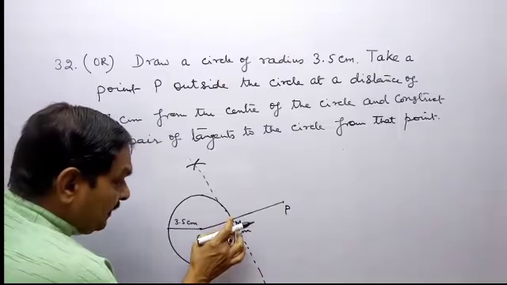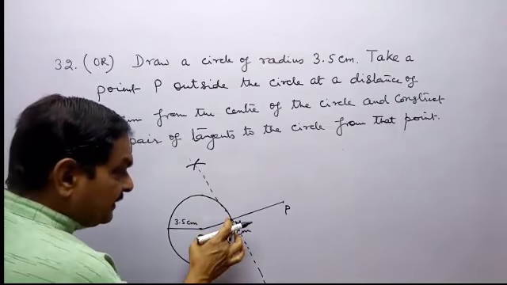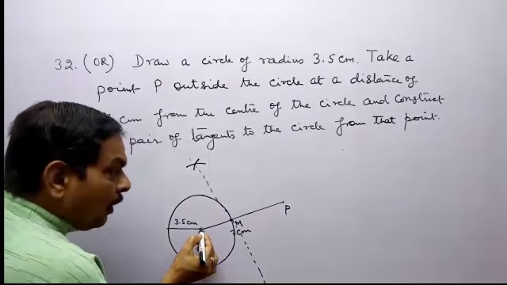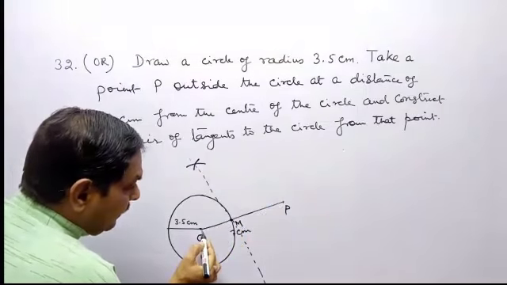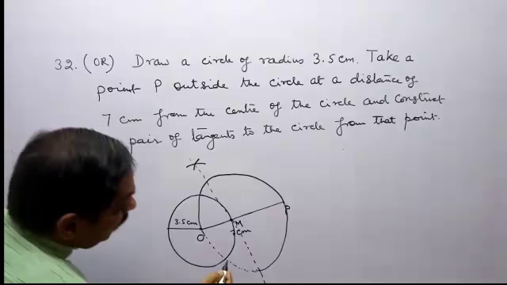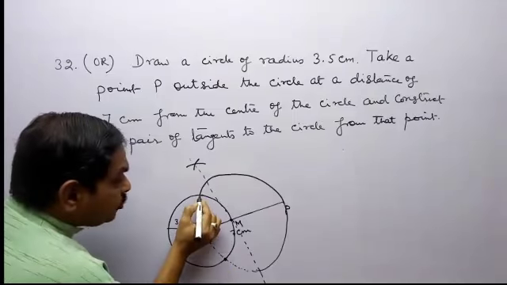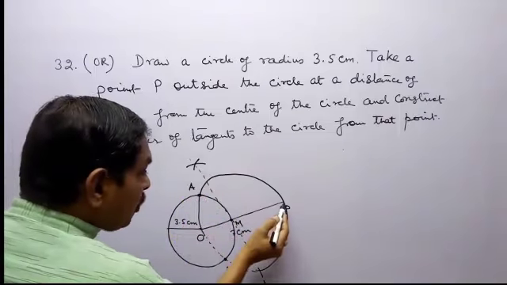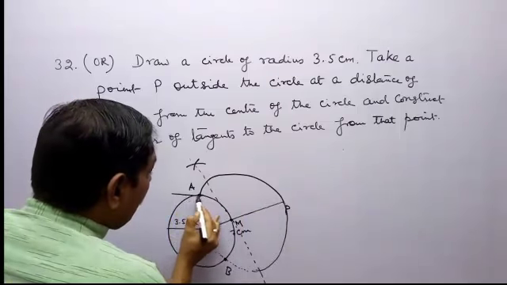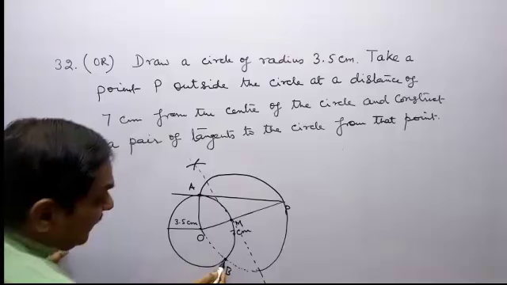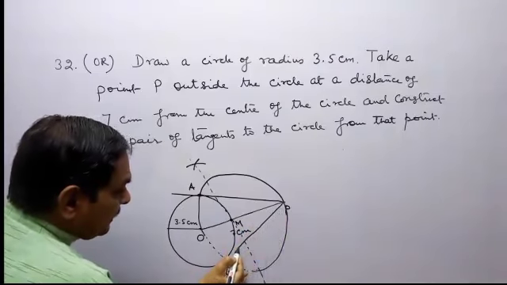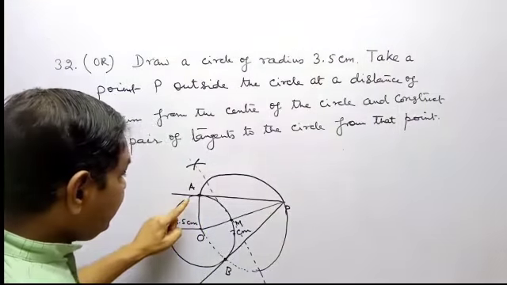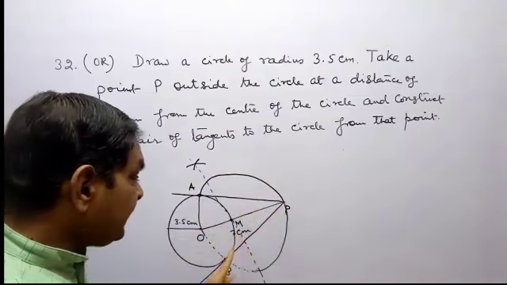Now, with M as center, we construct a circle taking radius as OM or OP, because both are same, and we draw a circle. Now, 2 points are obtained. Let these 2 points are A and B. And if I join A with P, I obtain this line, and B with P, I obtain this line. And these are my required tangents. So one tangent is AP and second tangent is BP.